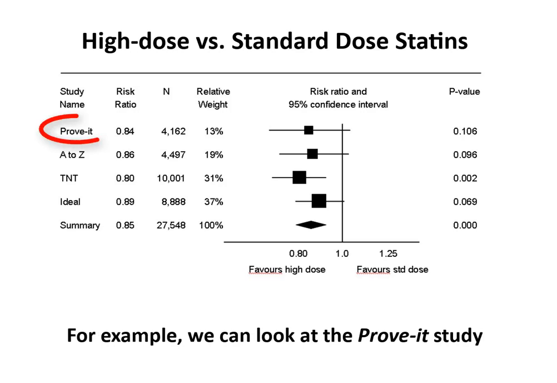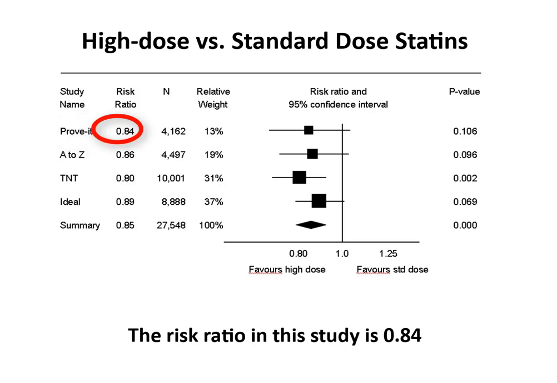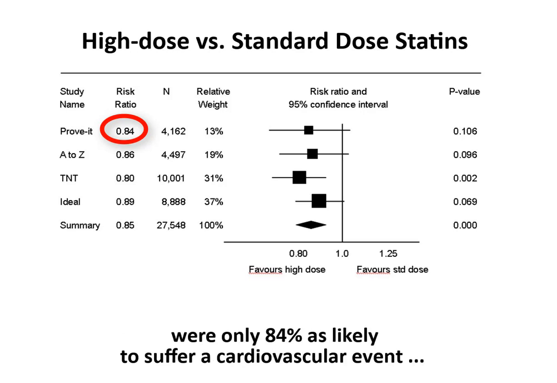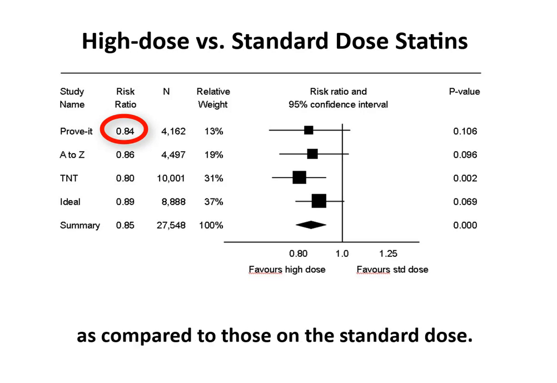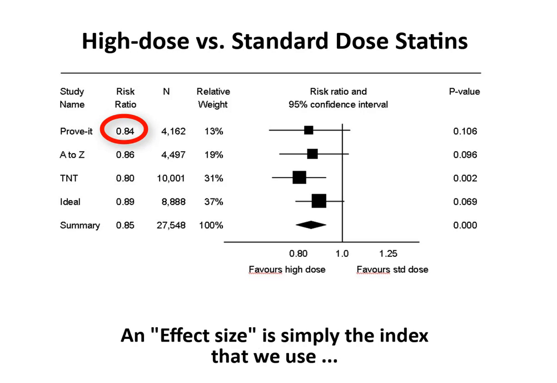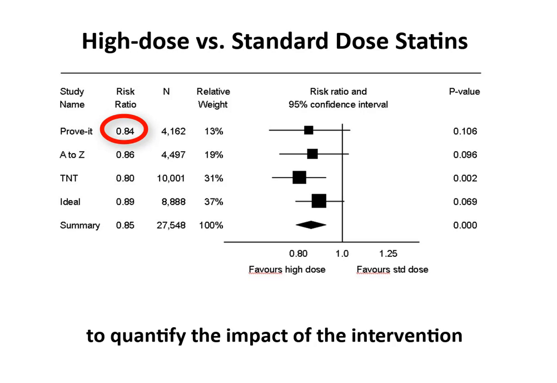For example, we can look at the Prove It study. The risk ratio in this study is 0.84. This means that patients assigned to the high dose were only 84% as likely to suffer a cardiovascular event as compared to those on the standard dose. The risk ratio is what we call an effect size. An effect size is simply the index that we use to quantify the impact of the intervention.